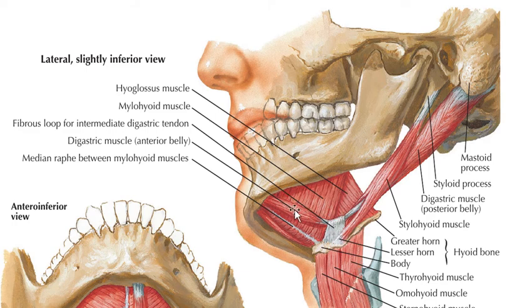So the anterior belly is supplied by the nerve to the mylohyoid, and the posterior belly is derived from these. Their embryological derivation is that both heads are from different arches, so that's why they have got different nerve supply.